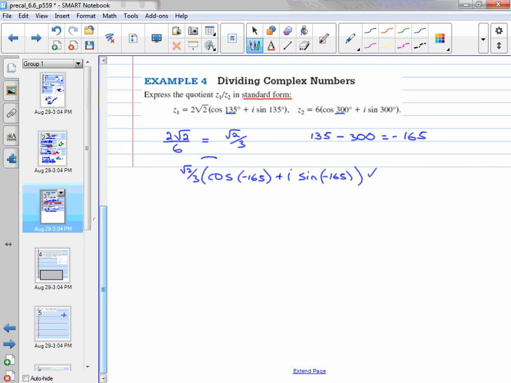So really it's just distributing here. Square root of 2 over 3 times the cosine of negative 165 degrees. You should try it. Make sure you're in degree mode. Negative 0.46. And root 2 over 3 times the sine of negative 165 is a negative 0.12. And that is the i, the imaginary part. Standard form.